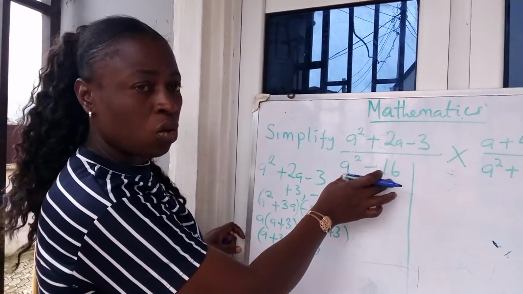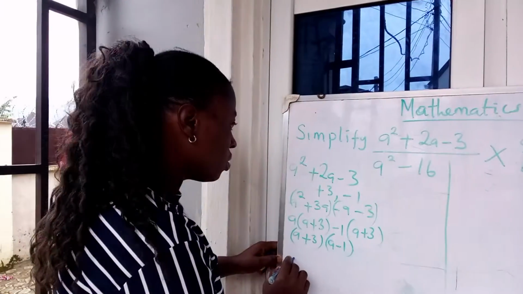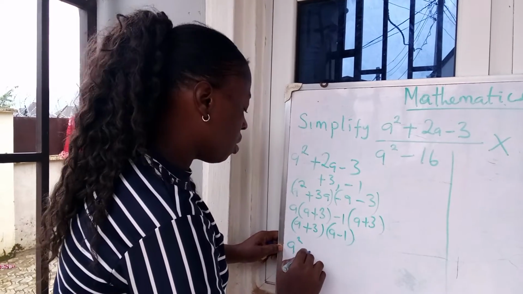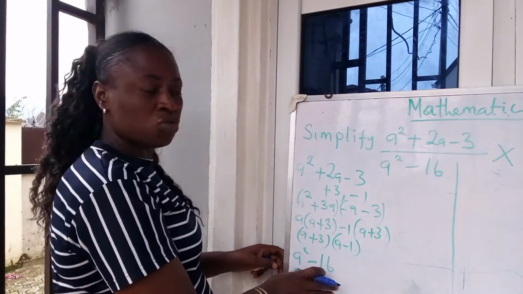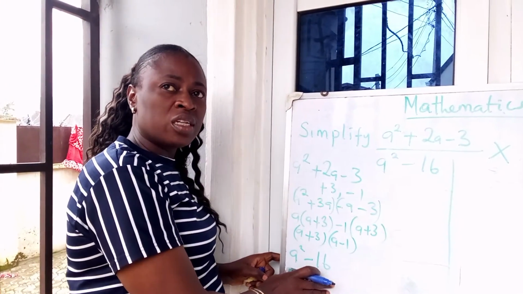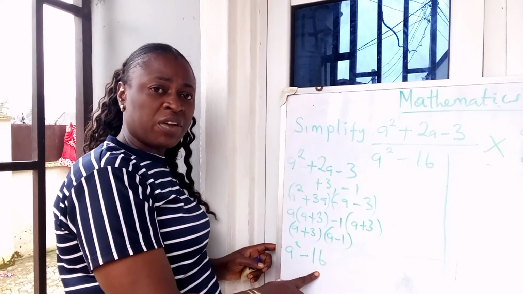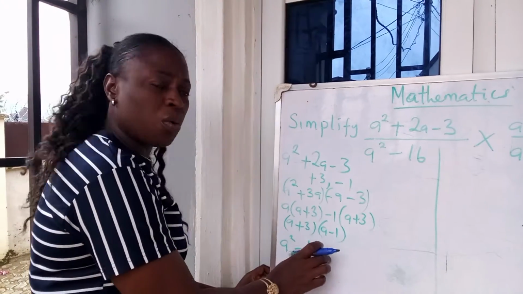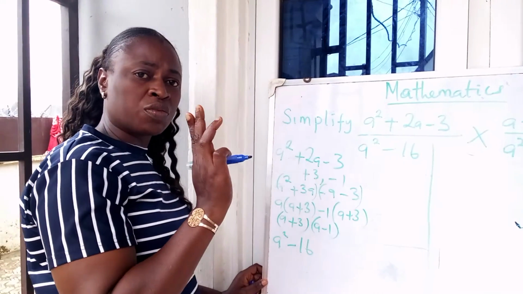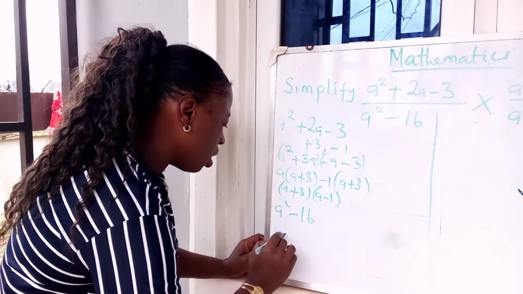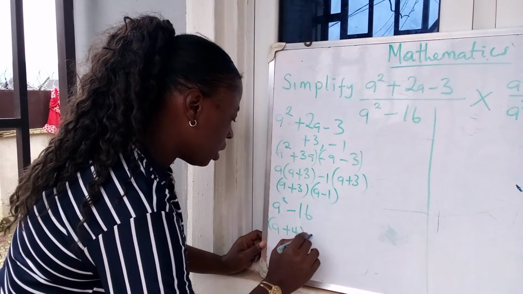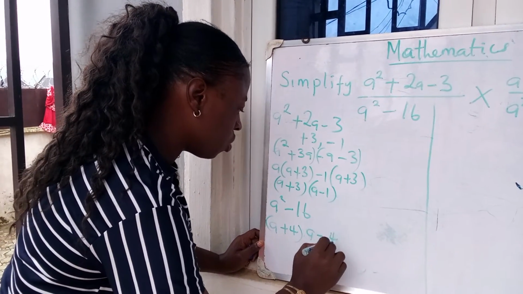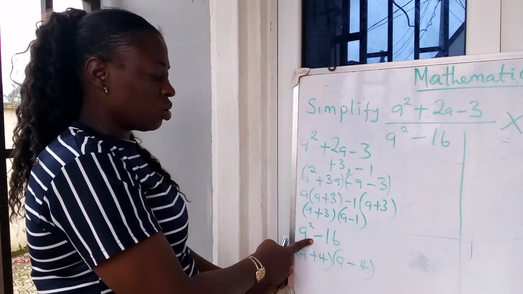So coming to the second one, I have a squared minus 16. This is difference of two squares. So since it's difference of two squares, 16 is a perfect number. So we have to factorize it, and we have the two numbers that when we multiply, we get 16. They are what? 4. So we have a plus 4 and a minus 4. We have factorized this one.